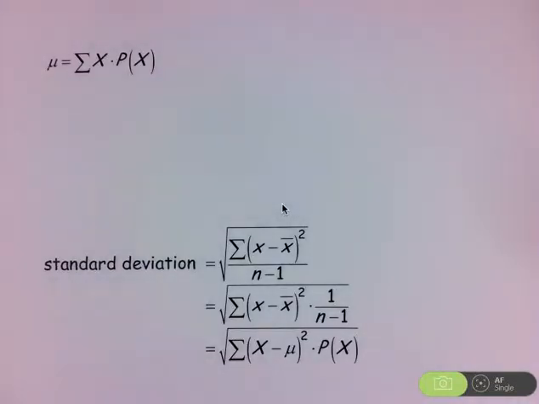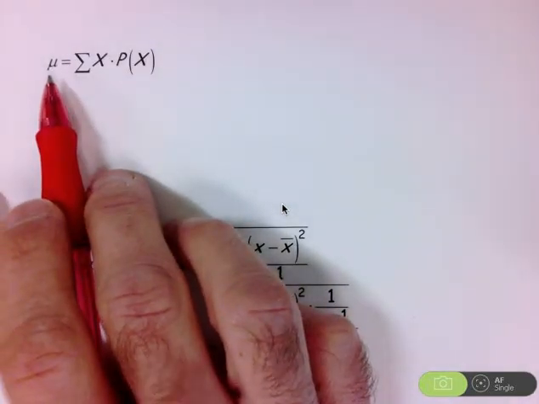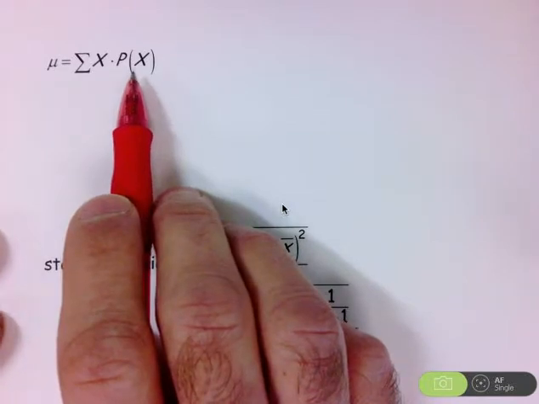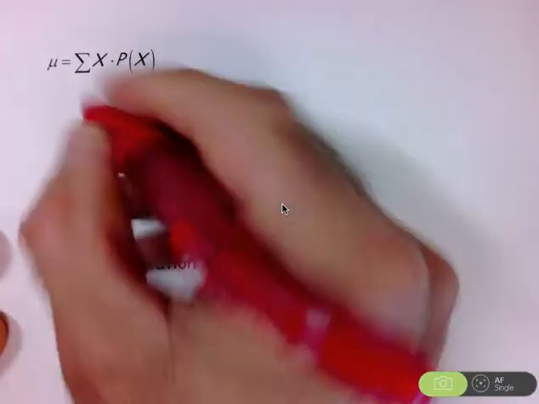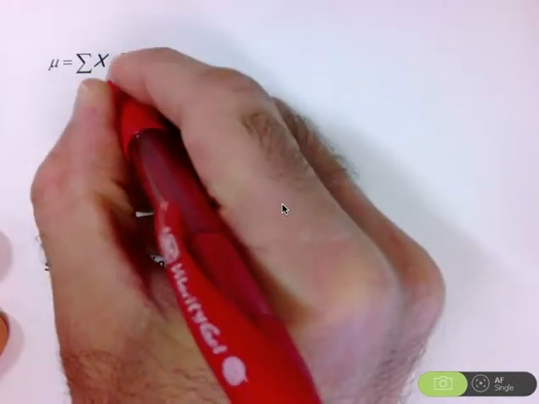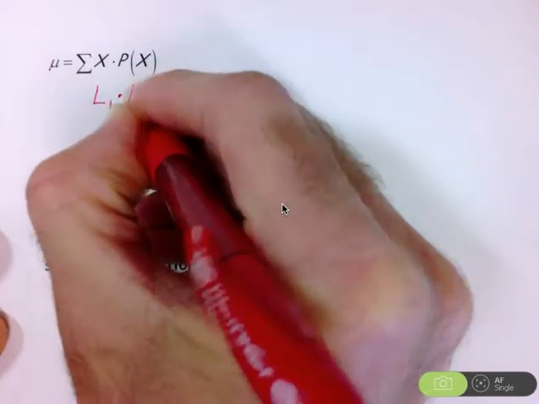Let's look at how to write this program for the graphing calculator that will help you calculate the mean, which is called mu, and the standard deviation of a discrete random variable. So here is the formula for the mean. Literally, we take the sum of all of the x values times all of their corresponding probabilities. So in the graphing calculator, we're going to store the x values in list 1, and we're going to store the associated probabilities in list 2.